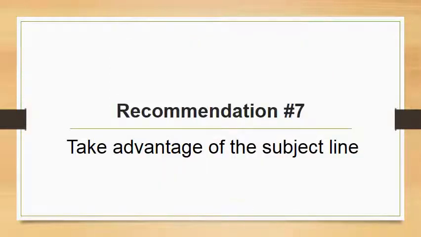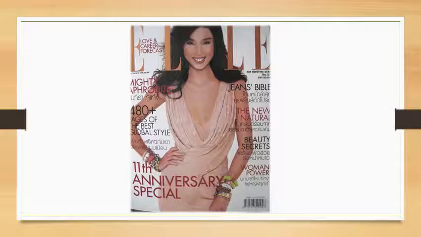Recommendation number 7 is to take advantage of the subject line. The 30 to 70 letters and spaces that you choose in the subject header line of an email can greatly increase the likelihood that your email will be opened. It's best not to just include the name of your church and the date of your newsletter, but to include some keywords from your content. Think of how the few words on a magazine cover in the grocery store can grab your attention. Take advantage of the subject line like it is the cover of your email.